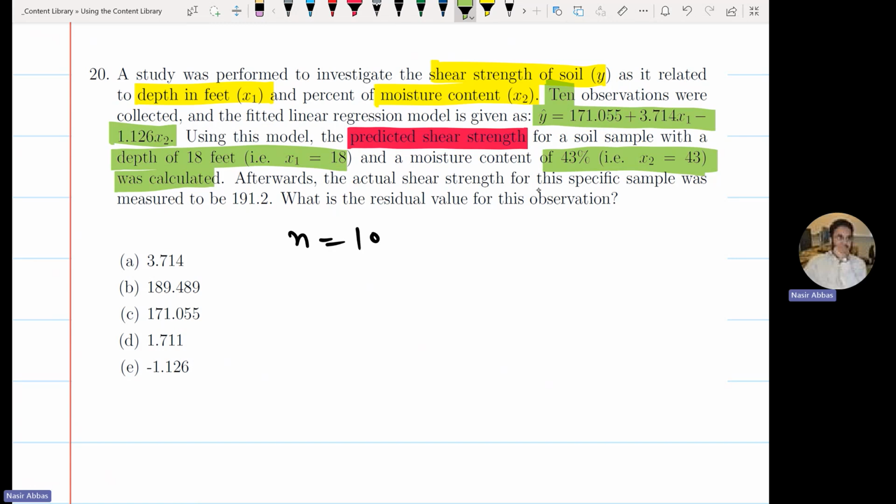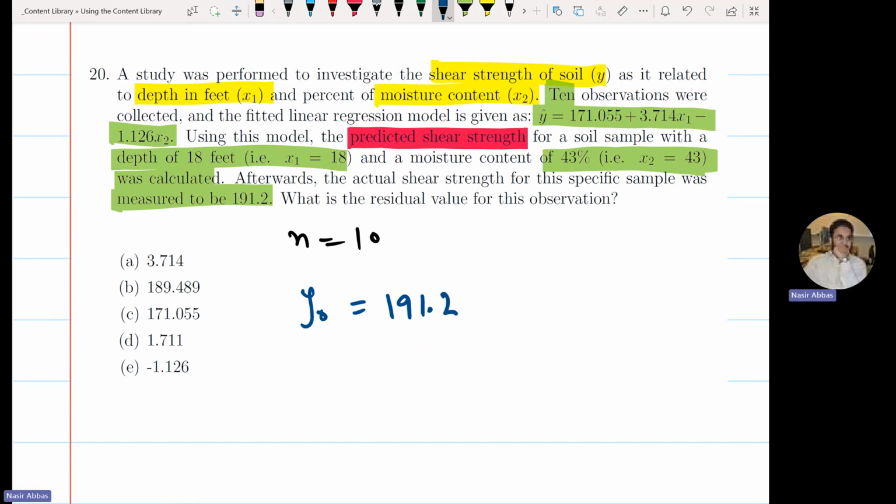Afterwards, the actual strength for this specific sample was measured. Y naught was measured to be 191.2. They did not give you the fitted value, but they gave you the actual value. What is the residual? The residual error.